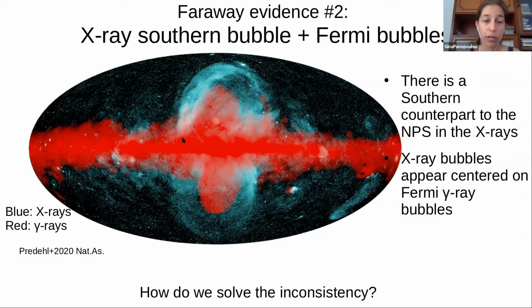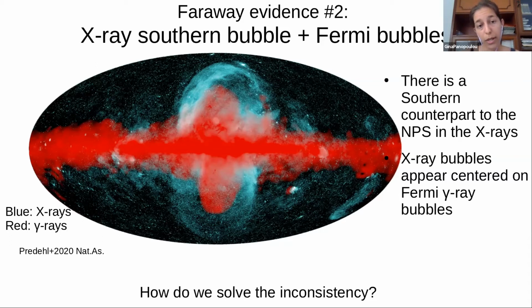And so this morphological comparison led the authors to conclude that the North Polar Spur, and in general, the northern and southern eROSITA bubbles, are in fact placed at the galactic center and due to galactic center activity, just like the gamma ray bubbles. And so what I've shown you so far is that there are these conflicting sets of evidence that point to two very different origins and distances for the North Polar Spur. And the question is, how do we solve this inconsistency?